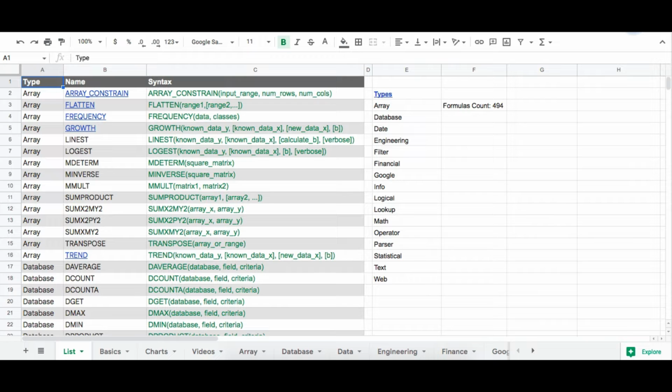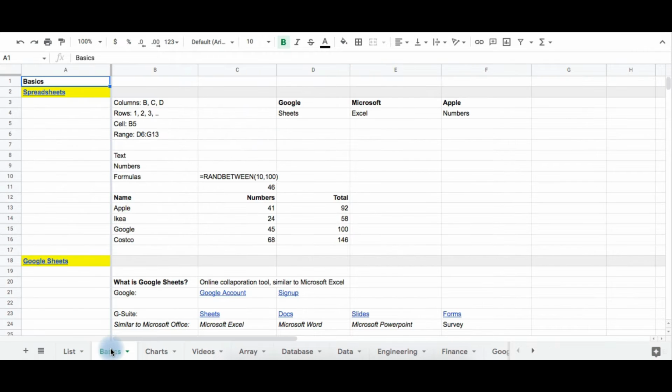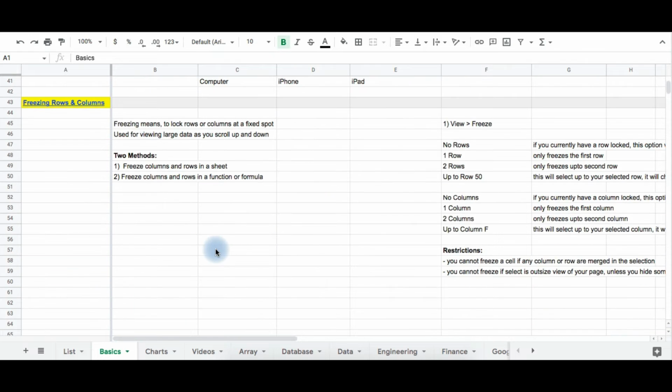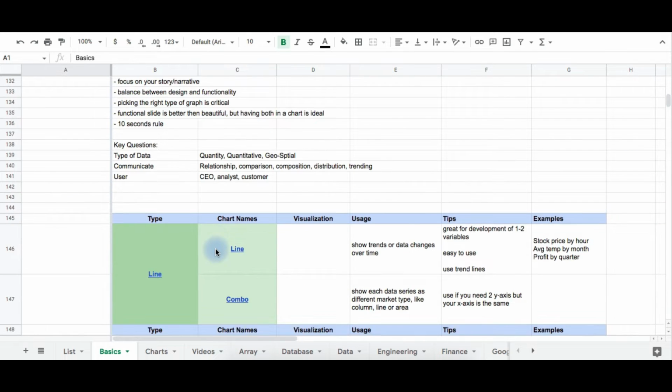We're still talking about chart series within Google Sheets. Last time we talked about geo charts. Now we will talk about scatter charts. So let's begin. We go into basics, go all the way down to charts.